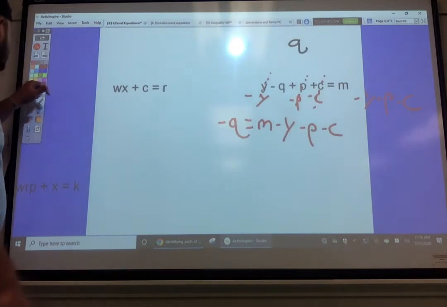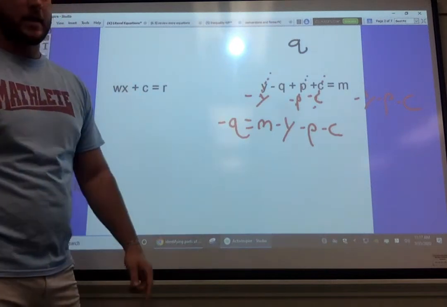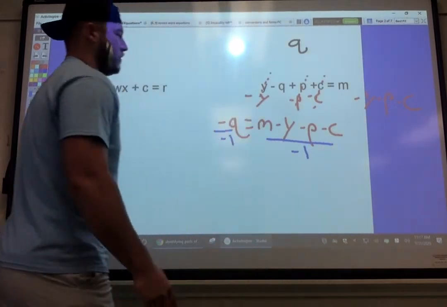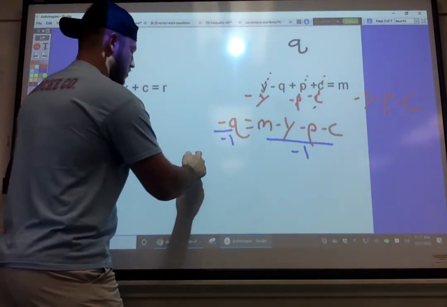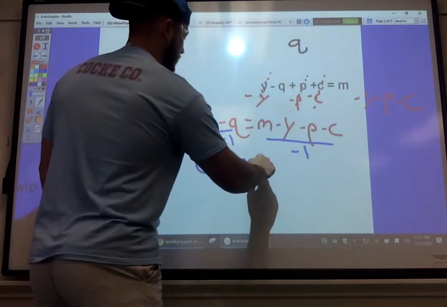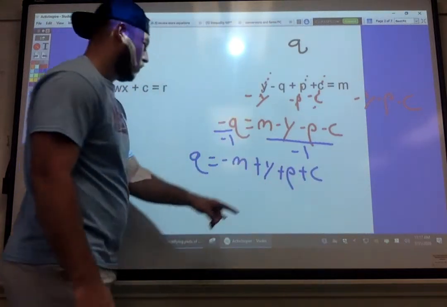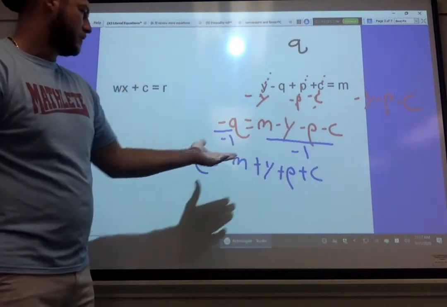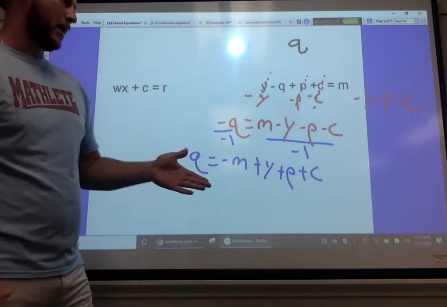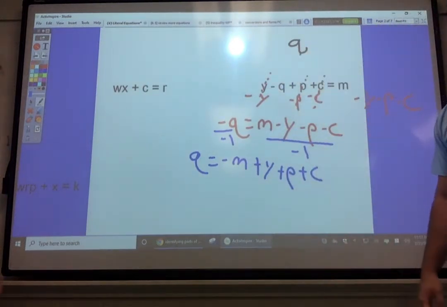Just like we did in our previous example, it's not quite by itself yet. Right? What do we have to do? We've got to divide by negative. Essentially, all that's going to do is change the signs of each of our letters over here. So we've now got Q equals a negative M plus Y plus P plus C. Now, the order of all these letters, it doesn't matter. You could have said, Y minus M plus P plus C. You could have started with the C. The order doesn't matter, as long as you're solving for whatever letter they asked you to solve. In this case, it was to solve for Q.